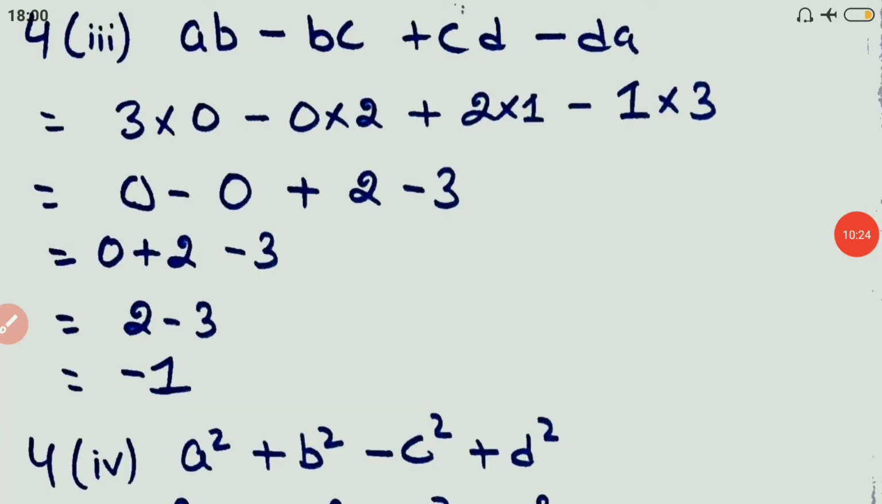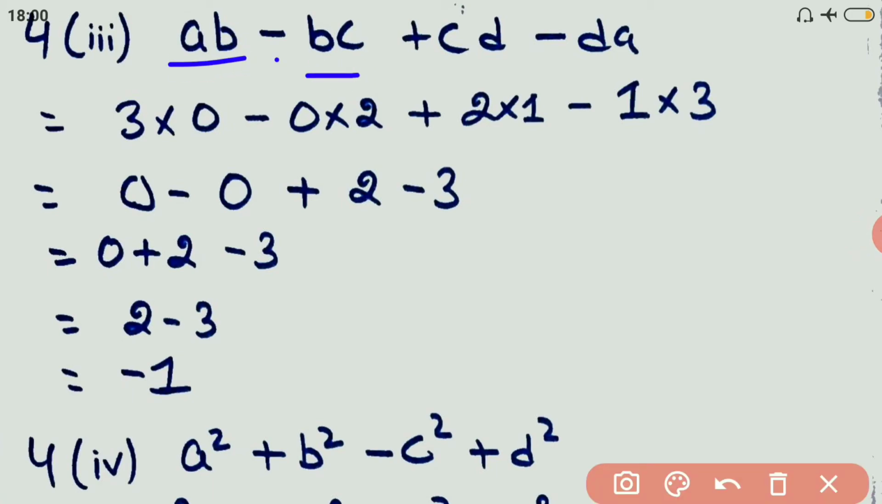Question number 4.3. AB minus BC plus CD minus DA. I am supposed to use the values of A, B, C, D. Now 3 into 0 because the value of A is 3 and B is 0, minus 0 into C, because again the values of B and C are 0 and 2 respectively, plus CD. CD will be 2 into 1, minus DA shall be 1 into 3. I have used here the values which are given in the book, right?